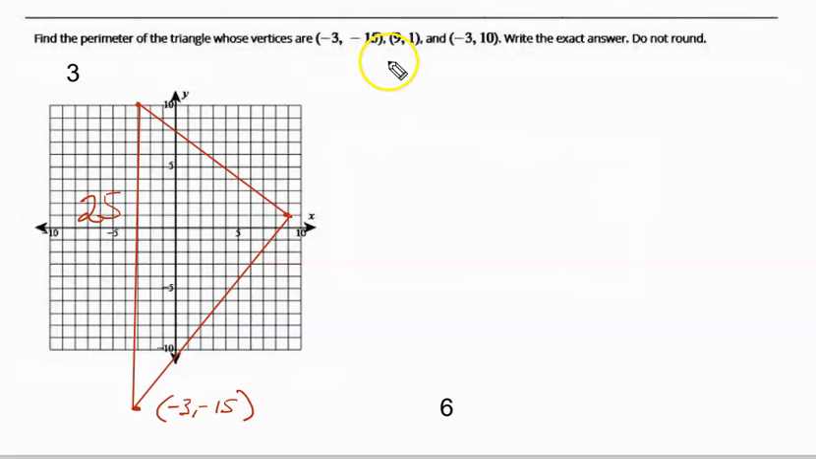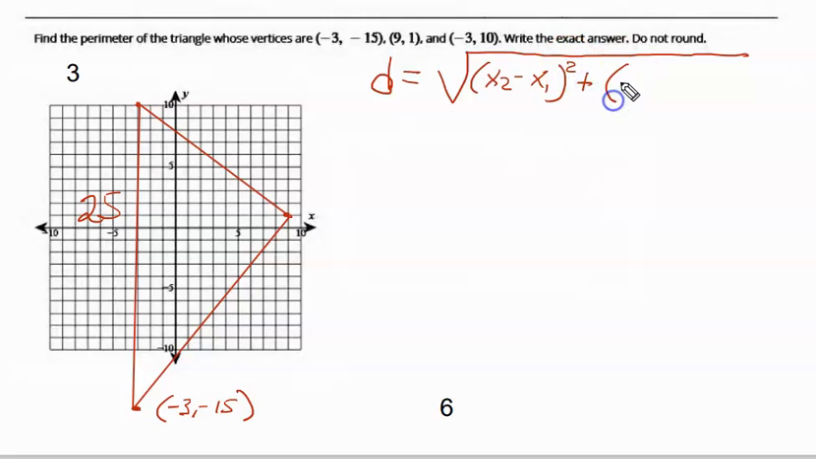So what is the distance formula? Well, distance equals the square root of x sub 2 minus x sub 1, the quantity squared, plus y sub 2 minus y sub 1, the quantity squared.